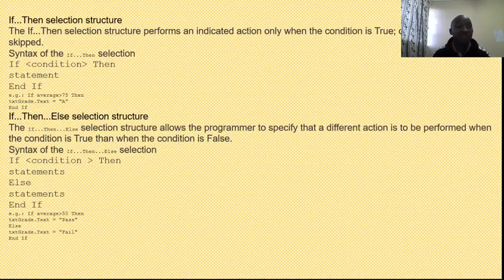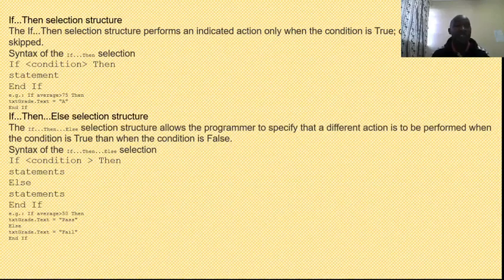An example: if average is greater than 75, then type A. That means if it is not greater than 75, it skips that one because there is no other condition to execute. Therefore, to solve that one, we usually have if then else.